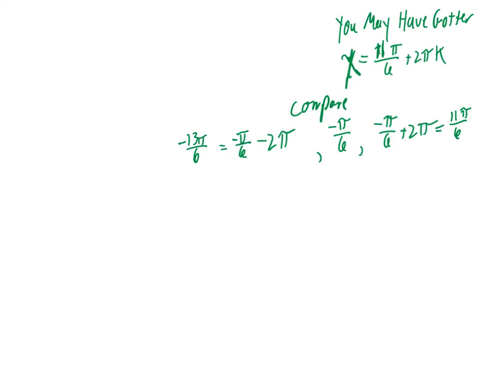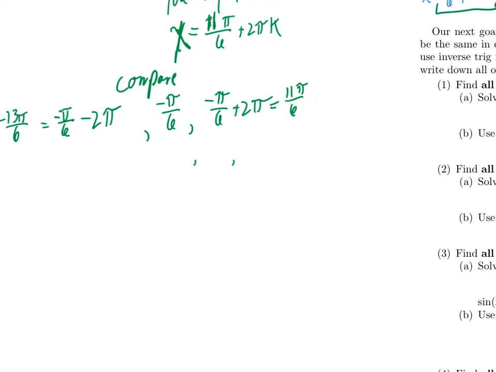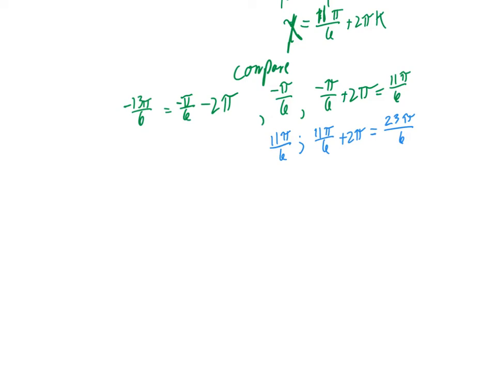Now, let's check out the other solution that you may have gotten. It contains 11 pi over 6. It contains 11 pi over 6 plus 2 pi. Well, again, 2 pi is 12 pi over 6, so that's 23 pi over 6. Over here we see 11 pi over 6 minus 2 pi. Let's see, again, 2 pi is 12 pi over 6, so I guess that leaves me with negative pi over 6.